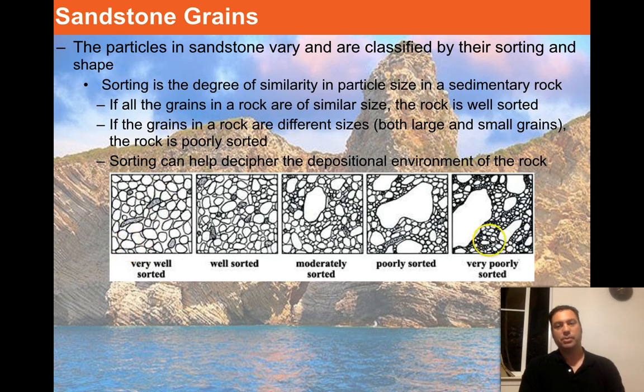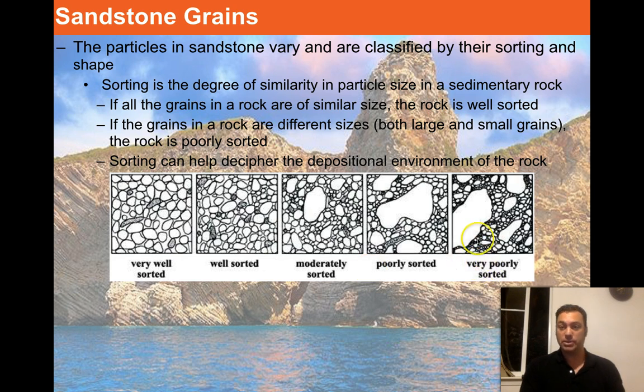Over here it's very poorly sorted. We have small grains here with large pieces of quartz or rock stuck in there. And so we notice that as we go across from this very poorly sorted towards the well sorted, even into very well sorted, there's uniformity in size of the grains as we go from right to left. And it's really important to know the difference between something that's very well sorted and very poorly sorted.